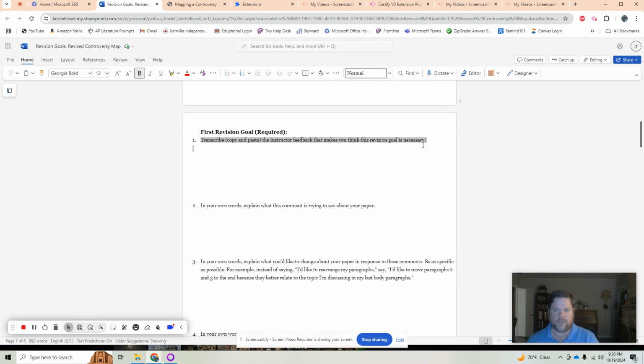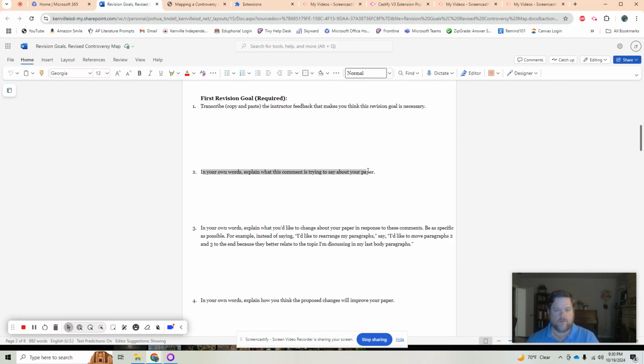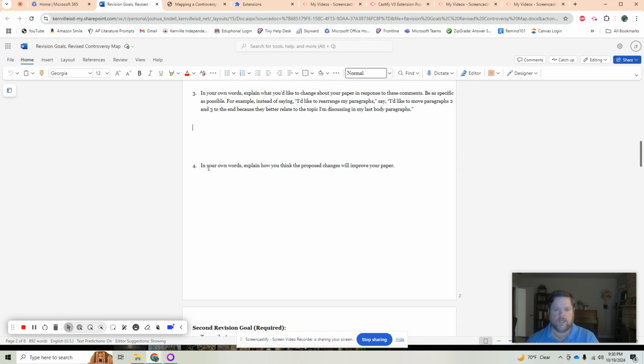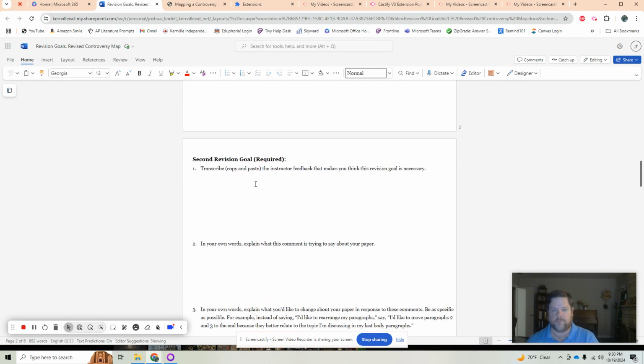So right below there is where you would transcribe instructor feedback. Then, in your own words, just basically tell me what you think I'm saying and what it is you think that you need to fix on your paper. And then also in your own words, right down here, say what you are going to do specifically to achieve these goals that you set. And then finally, talk about how you think these proposed changes will improve your paper.